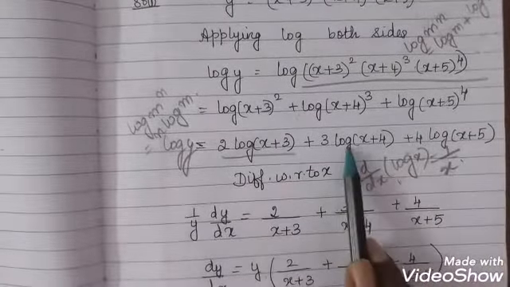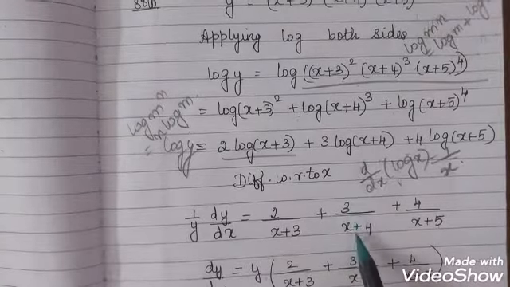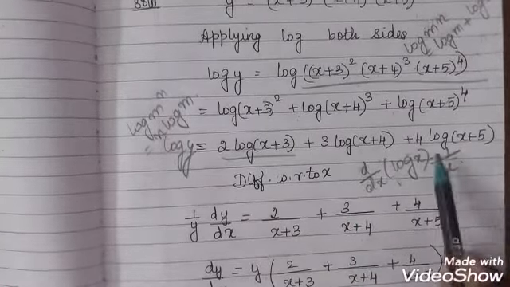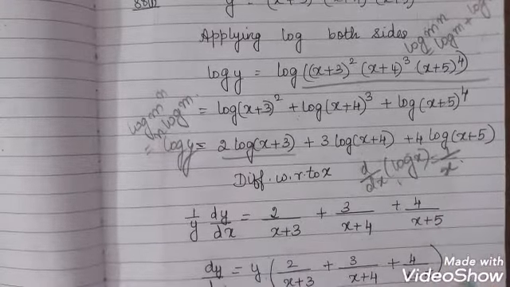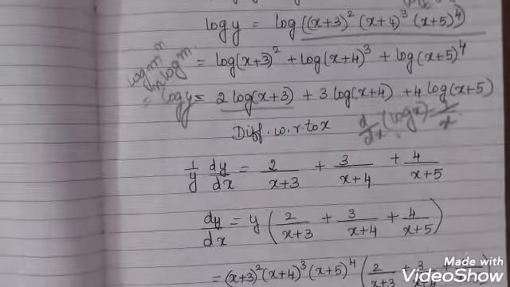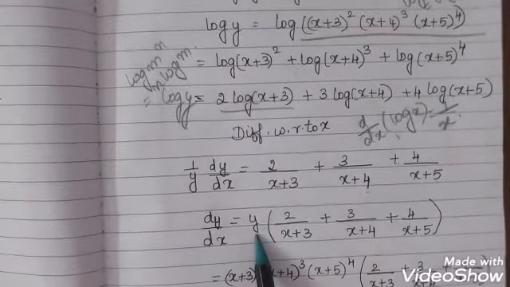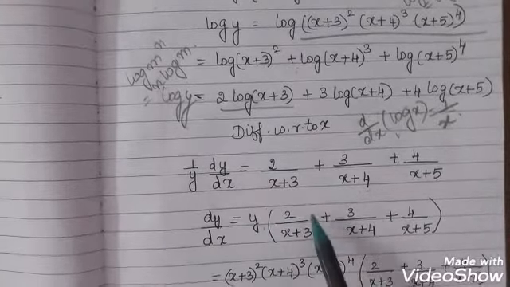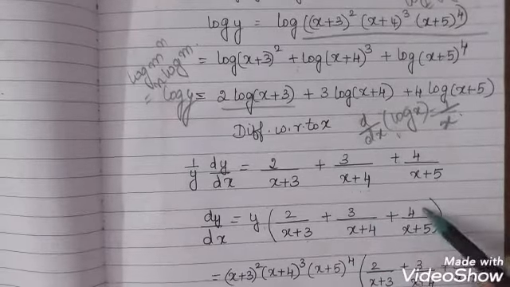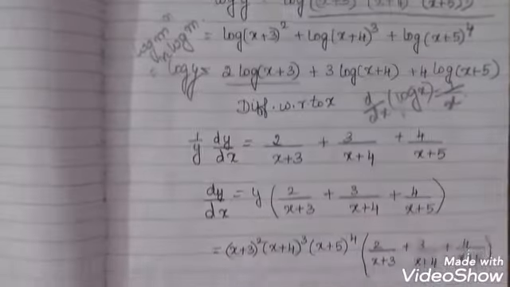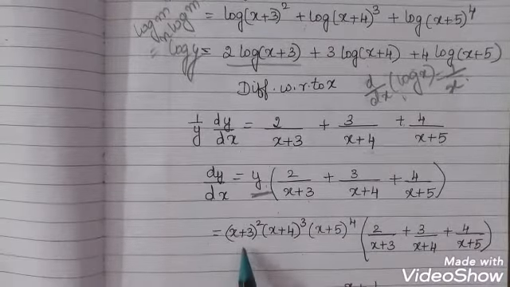So here the differentiation of log of x plus 4 is what? 1 by x plus 4. So you have it as 3 by x plus 4 plus the differentiation of 4 into log of x plus 5. So what will you get? 4 by x plus 5. This is what you have here. So what is your dy by dx equal to? Cross multiplying it, you will have it as y into 2 by x plus 3 plus 3 by x plus 4 plus 4 by x plus 5. This is what you have here. Got it? Now what is your y equal to here? Your y is nothing but the question itself.